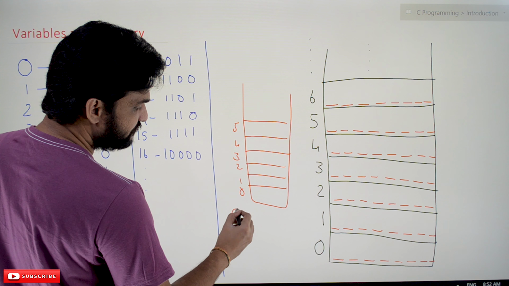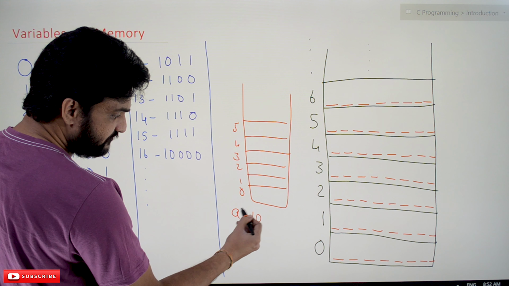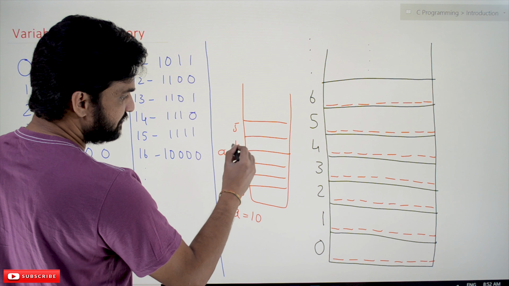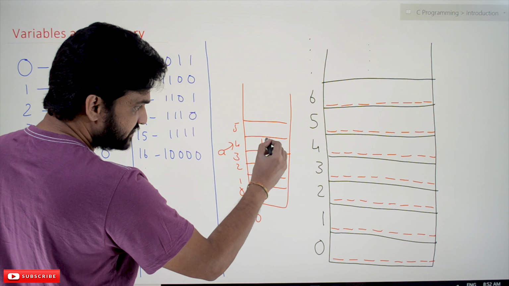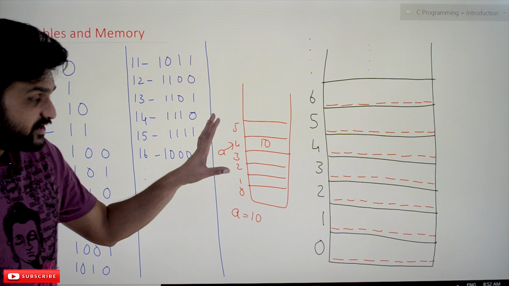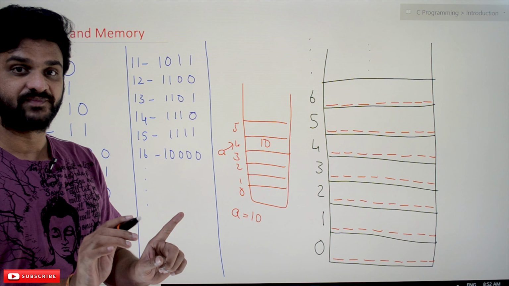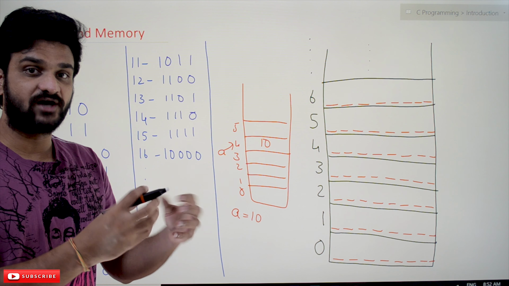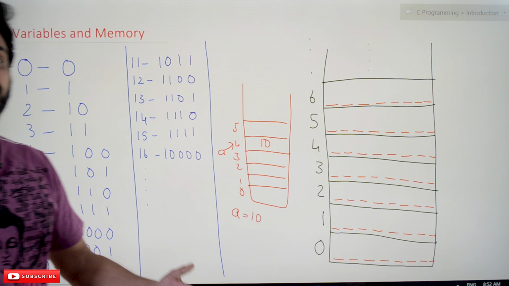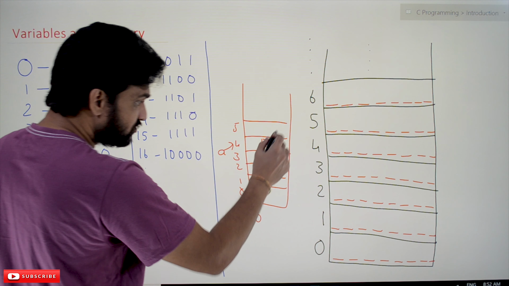Whenever we take a variable, for example a is equal to 10, the value 10 will get assigned to a. For example, if a is assigned to memory location 4, this 10 will get stored in memory. Is that the way things get stored in memory? No, not exactly. How the values of the variables get stored in memory, we will try to understand in this class. So this is not the way.